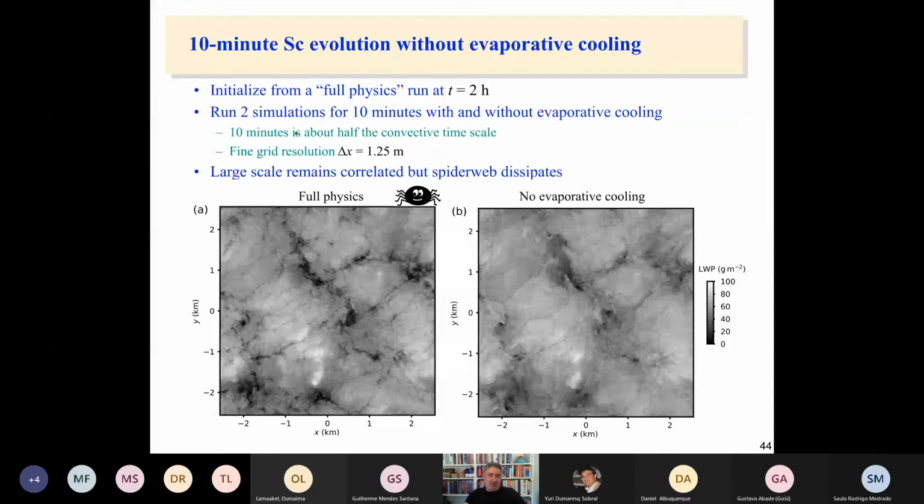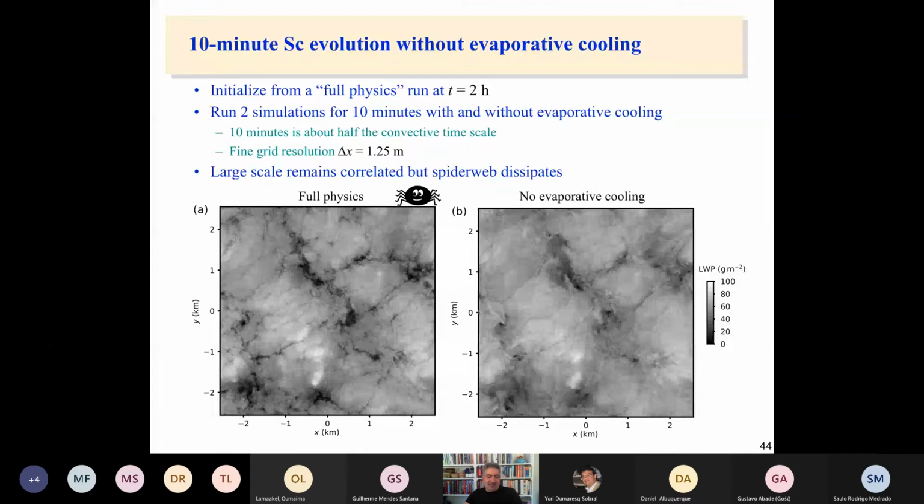We're going to take a full physics simulation, and we're going to run this for about 10 minutes. So we have a full physics simulation run up to hour 2, and we're going to make 2 more runs starting from hour 2 just for 10 minutes, one with and the other without evaporative cooling. So this is a Stratocumulus cloud deck that is about 5 kilometers by 5 kilometers in the horizontal, and the resolution is just 1 meter.